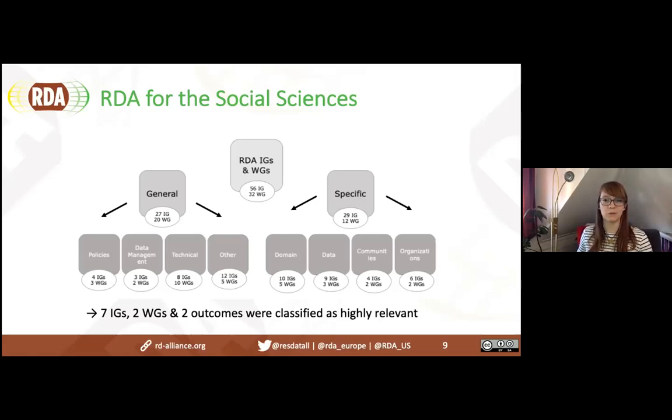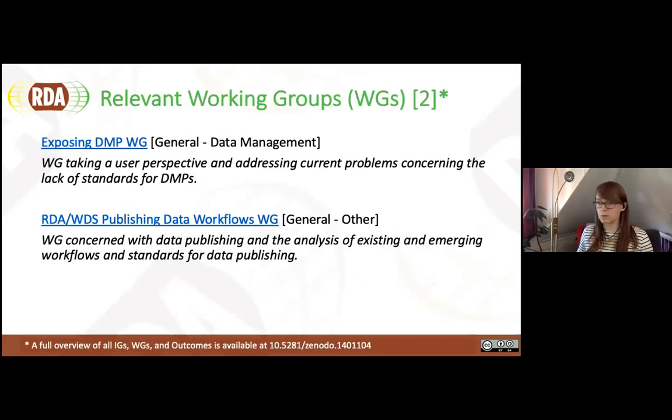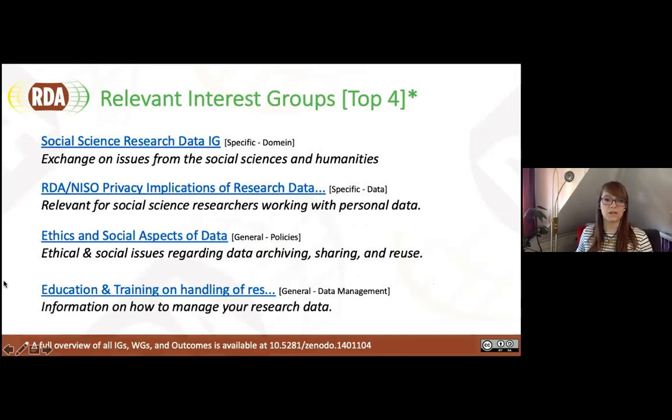But we thought it would be a nice way of giving a first idea of the groups to look at. And this is what I want to show you now: the interest groups, working groups, and the outcomes that we thought were relevant for the social sciences in particular. I'm going a little bit too fast. Let me try and go back. So in terms of relevant interest groups, I wanted to flag 4 interest groups today, and you can find the table of all the groups on Zenodo.